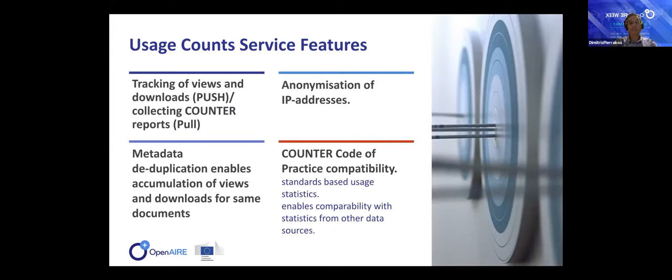So what are the main features of this usage counts service? First, as we mentioned, we track views and downloads via the push approach, or we collect COUNTER reports using the pull approach. We support IP anonymization in order to offer a kind of data privacy. One important thing is that we exploit metadata deduplication, which enables the accumulation of views and downloads for the same documents. What this practically means is that if we have an item for which we have collected usage activity in many repositories, then we can have usage statistics from different repositories.